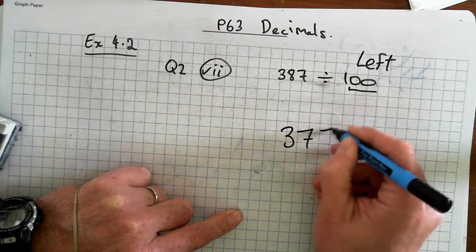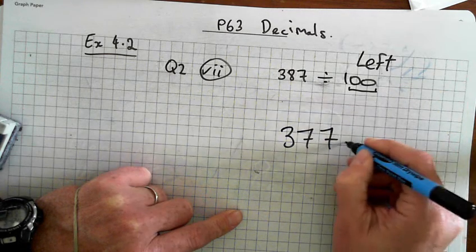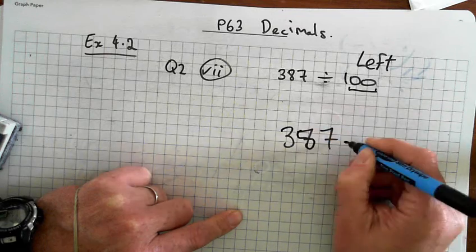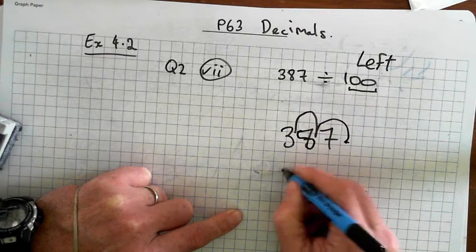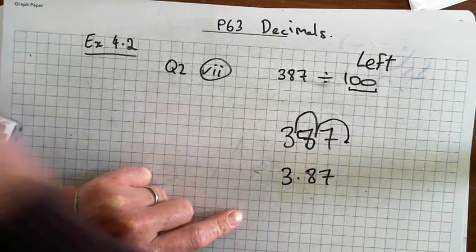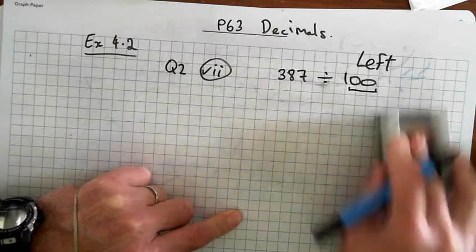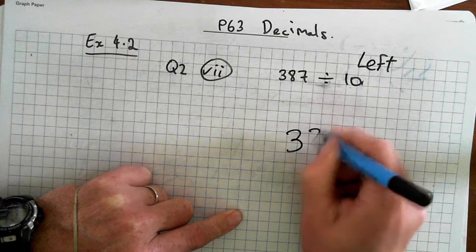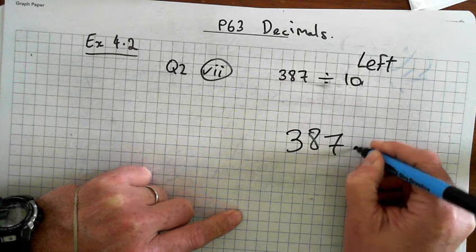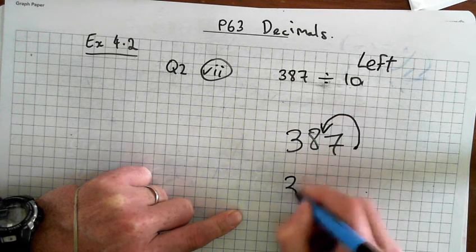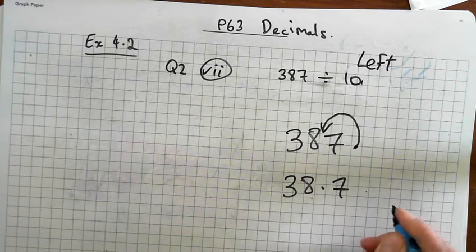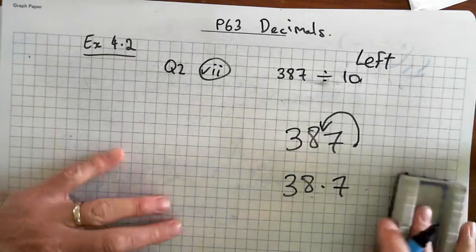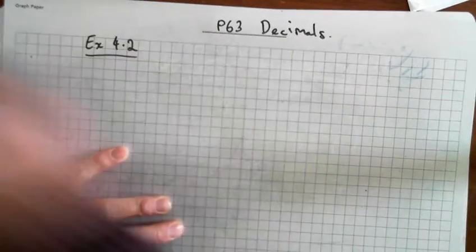And equivalently, what happens if I divide by 100? There are 2 spaces. 3.87. Then divide by 10, 1 space. I move it 1 space to the left. 38.7. Alright, so that's question 2.